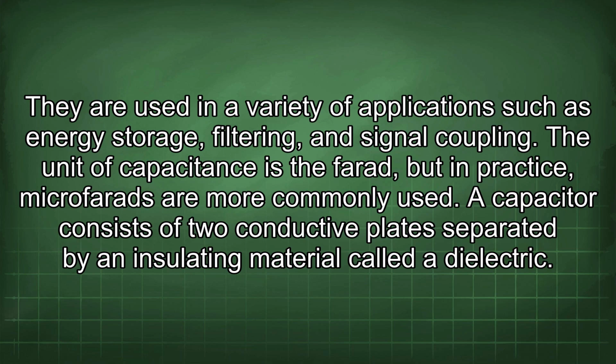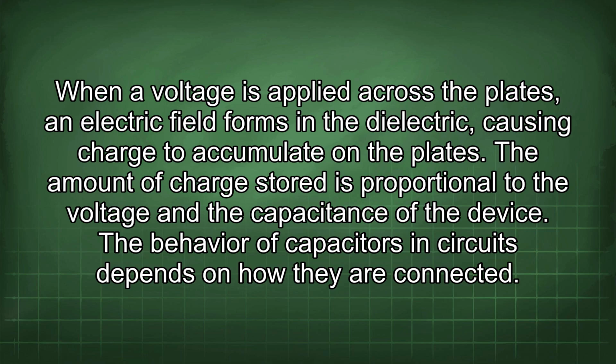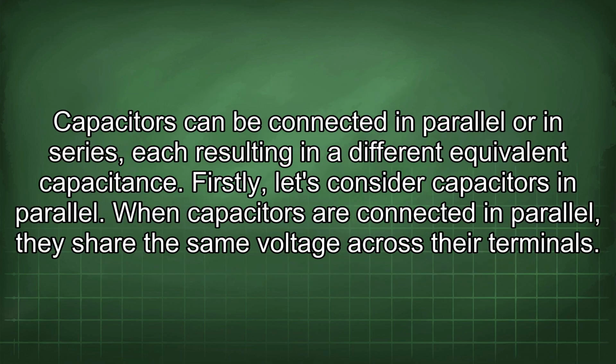A capacitor consists of two conductive plates separated by an insulating material called a dielectric. When a voltage is applied across the plates, an electric field forms in the dielectric, causing charge to accumulate in the plates. The amount of charge stored is proportional to the voltage and the capacitance of the device. The behavior of capacitors in circuits depends on how they are connected. Capacitors can be connected in parallel or in series, each resulting in a different equivalent capacitance.